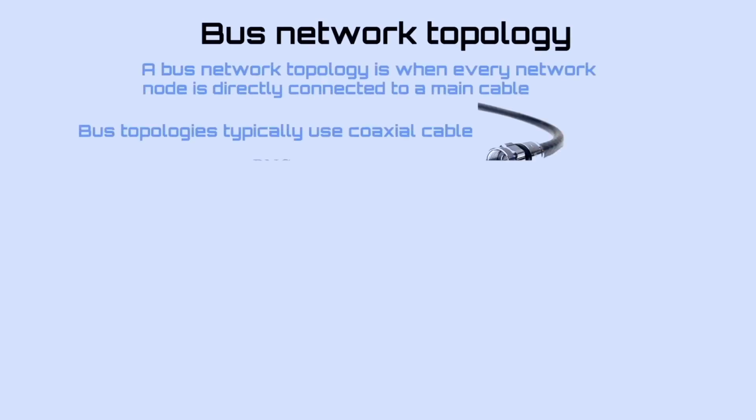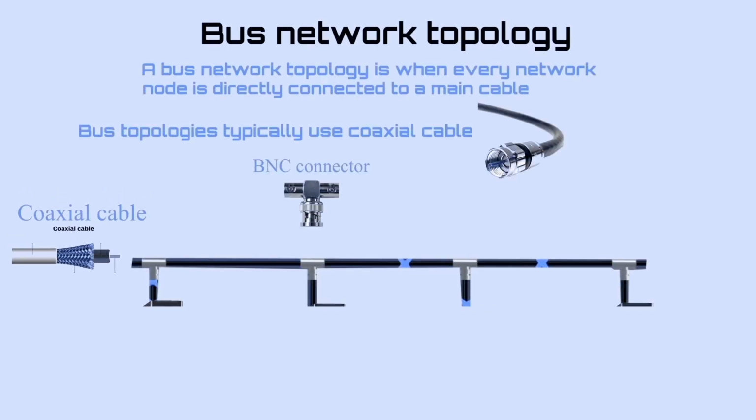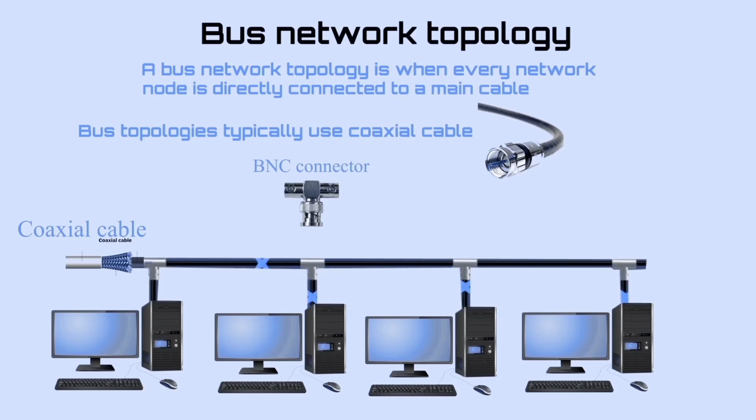Bus network topology. In bus network topology, every node or computer is connected directly to the main cable. Bus topology typically uses coaxial cable and BNC connector. We also call that T connector.